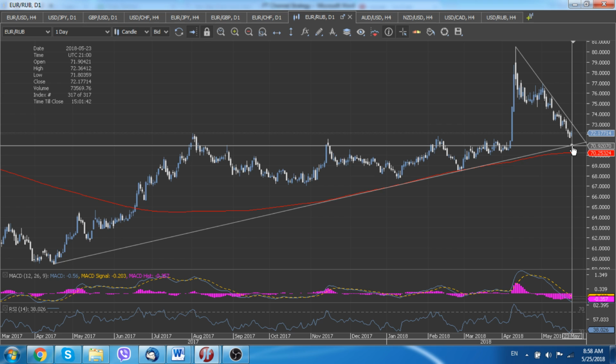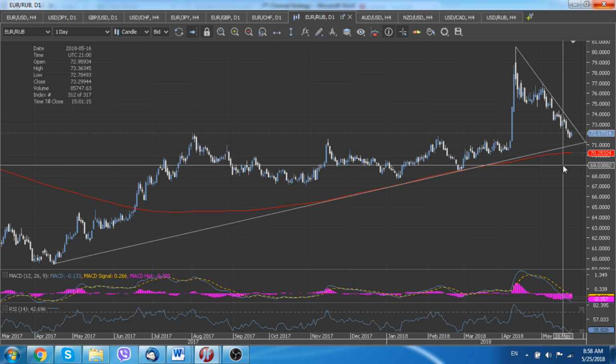70.90. That's why we will use a possible undershooting of the level of 71 to enter a new long position in the Euro-ruble with the stop below the psychologically important level of 70, where also lies the 200 daily moving average at 70.25 right now.